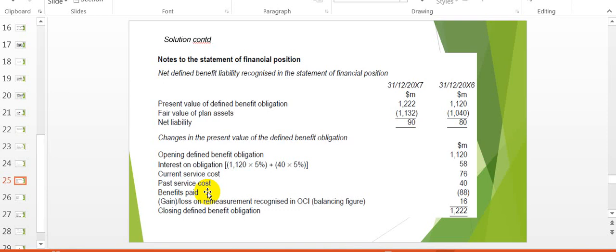So in the statement of financial position, that is how we net off the statement of financial position. So the present value of the defined benefit obligation minus the fair value of the planned assets to give us a net. So you can see in 20x6 the net liability of 80 increasing in 20x7 to 90.